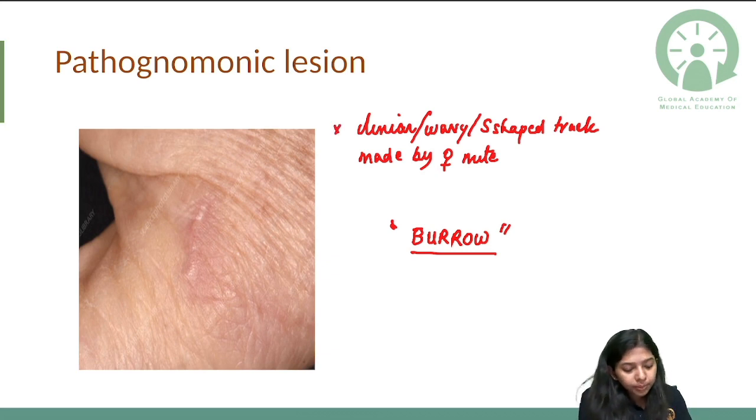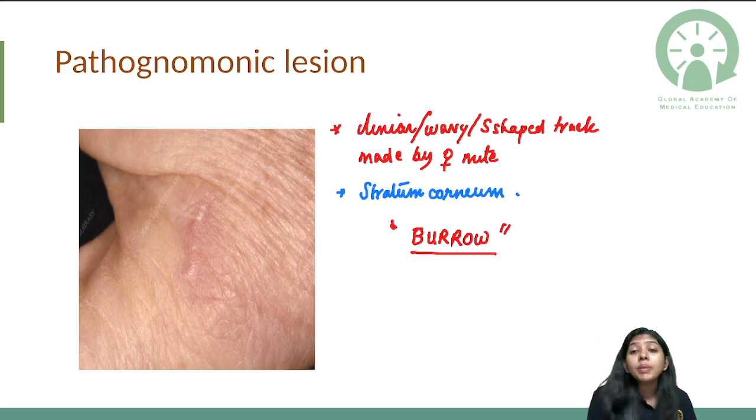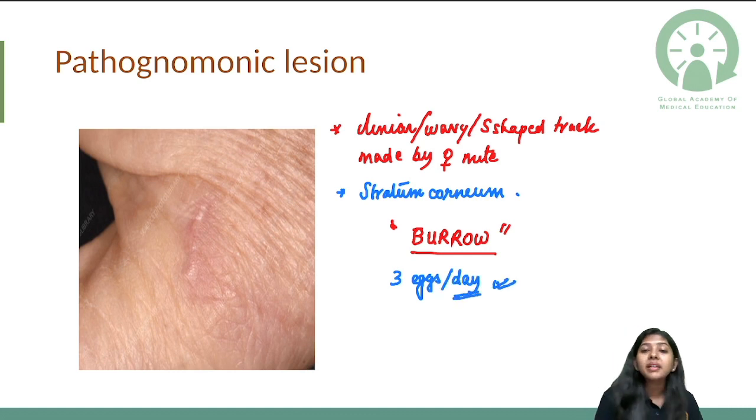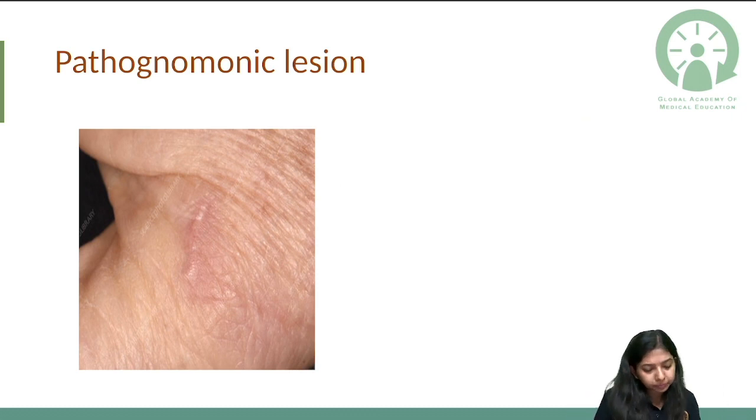What is the level of burrow? It's present in stratum corneum. Stratum corneum, okay. How many eggs does the mite lay per day? It's 3 eggs per day, right? So the mite is burrowing into the skin, so the advancing edge of the burrow is going to have the mite. So as the patient is going to itch it, it dislodges the mite, right?